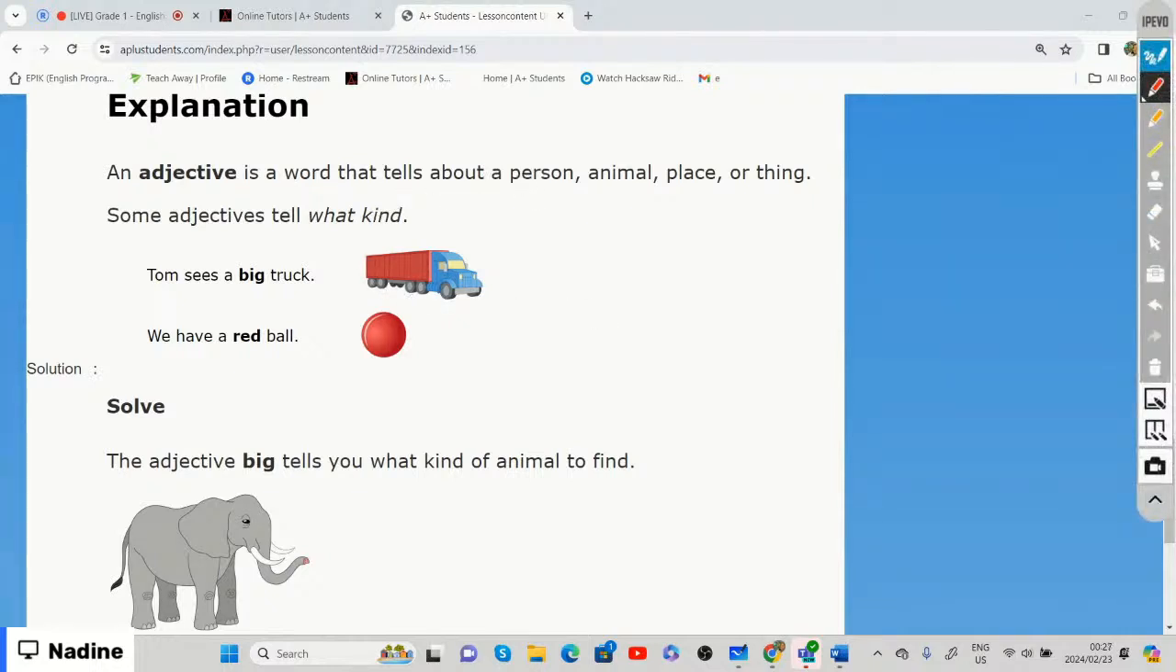So some of the adjectives, right? Some of the adjectives tell us what kind, or some of the adjectives tell us how many, right? When an adjective tells us what kind, then we would, for example, describe that person, the animal, the place, or the thing, for example, as big or small, or we would describe it in color, right?